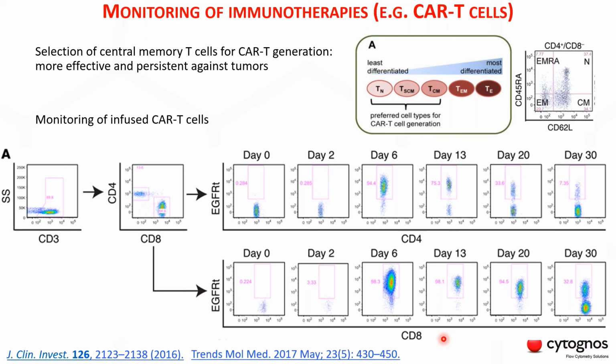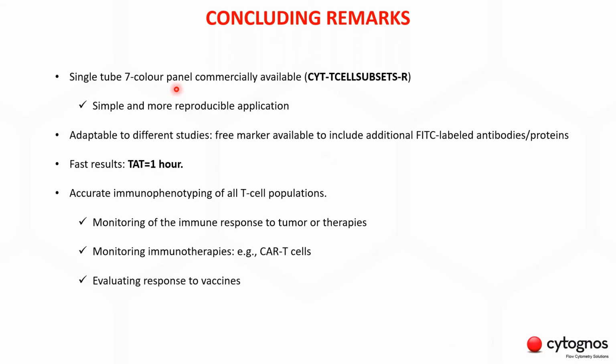So the concluding remarks of today are that we offer a single tube 7-color panel that is commercially available with this reference. This solution guarantees a simple application and more reproducible results. The panel is easily adaptable to the different studies, as the free FITC channel allows the addition of FITC-labeled antibodies or FITC-labeled proteins. Furthermore, the staining and acquisition of the sample is fast, taking less than 1 hour in this case.